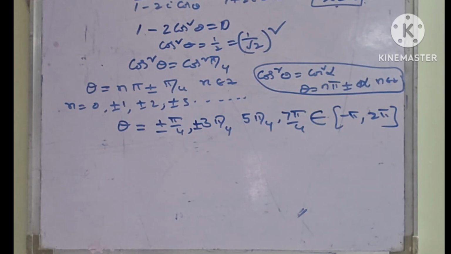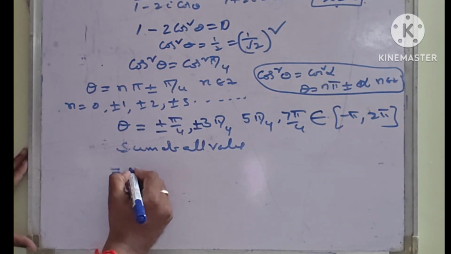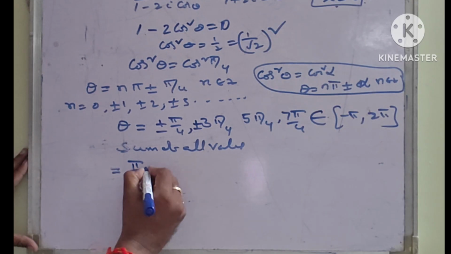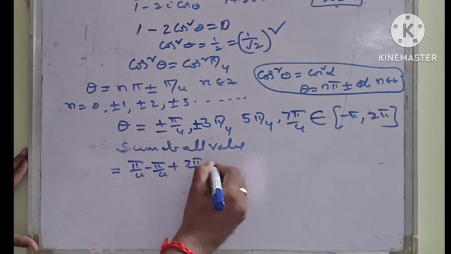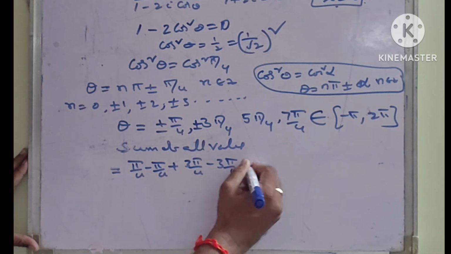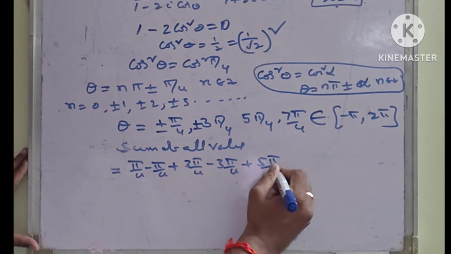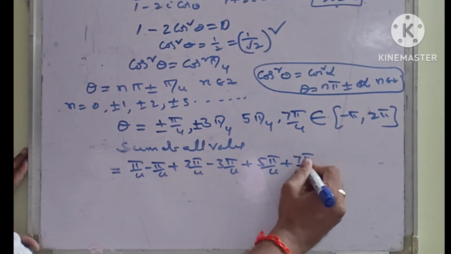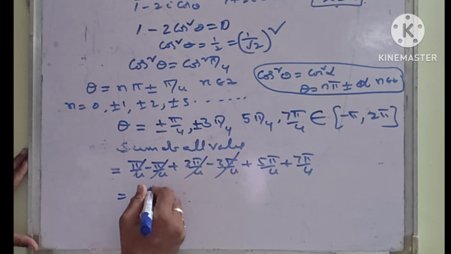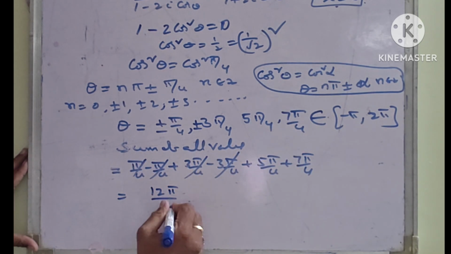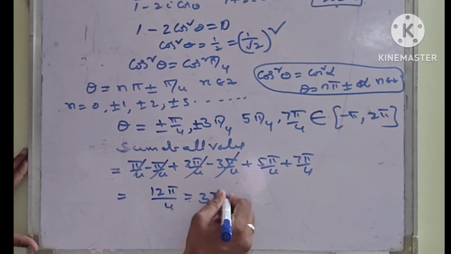Now according to the sum, the sum of all values is equal to pi by 4 minus pi by 4 plus 3 pi by 4 minus 3 pi by 4 plus 5 pi by 4 plus 7 pi by 4. So both get cancelled. Now here 5 plus 7, 12 pi by 4, that is equal to 3 pi, which is the answer.